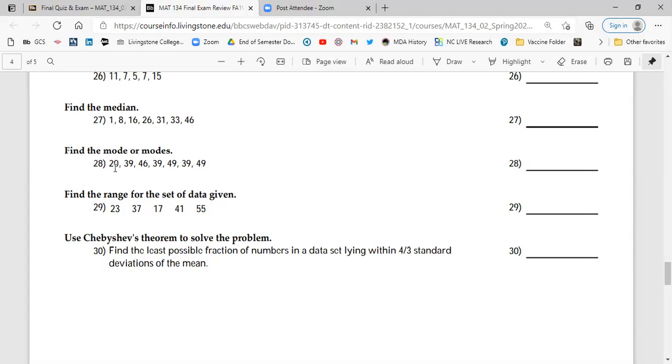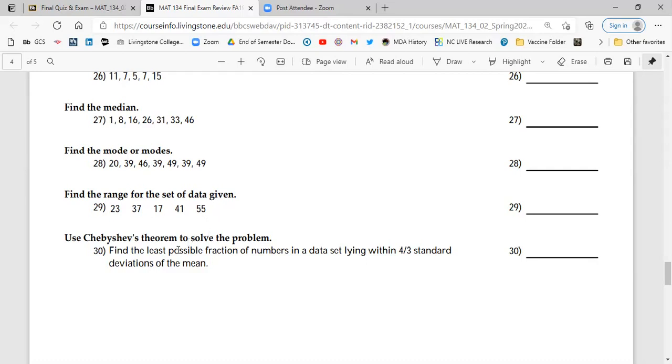Find the mode. Mode is the item that occurs most often. So you got 39, which occurs 3 times. 49 only occurs twice. So 39 would be the mode. Find the range. You just take the largest minus the smallest. So it'd be 55 minus 17. Whatever that number is, that's your range.